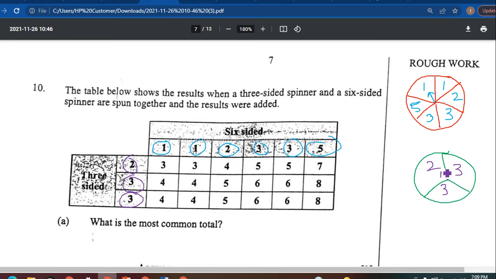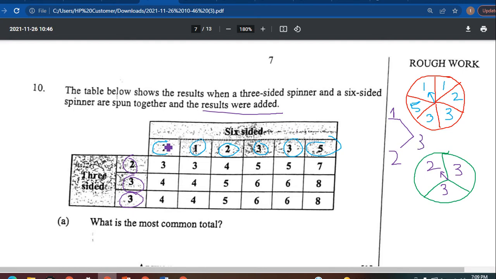Okay. So basically you have to spin it and see what number you're going to land on. Now, one has 6 sides, one has 3 sides. What they're saying is that the table below shows the results when the 3-sided spinner and the 6-sided spinner are spun together and the results are added. So let's say here we land on what number? Let me spin it. 1. We land on 1, right? And here we land on what? 2. 2, good. So this is showing us the result when we get 1 here and 2 here. When we add them, what is our answer? 3. 3, good.